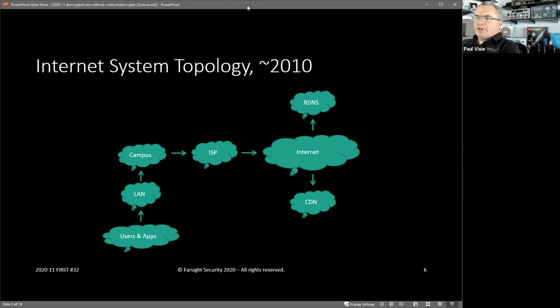This is the new topology, where instead of just going to the internet and using it, you went through the internet to reach your recursive before going through your internet to reach your CDN. And the recursive was now leaking your information across the internet to that CDN. Those were just business moves. Nobody planned this. This is just what we got.